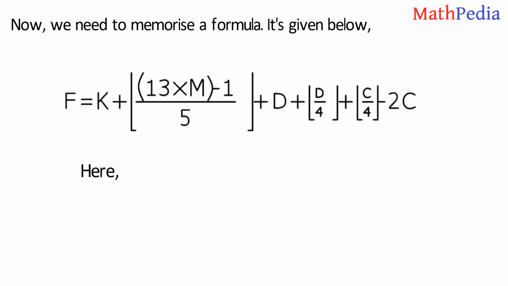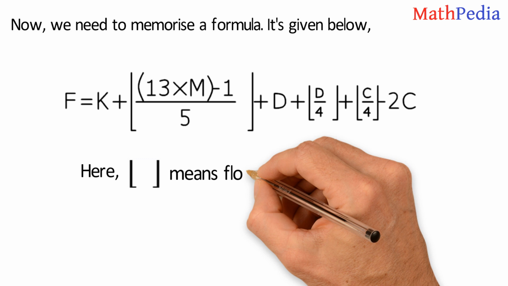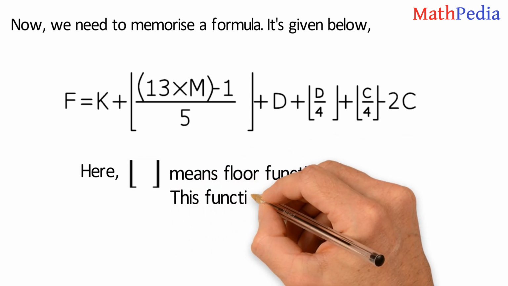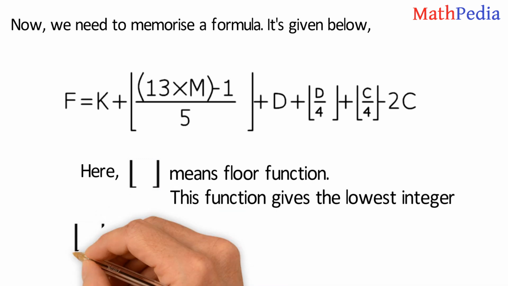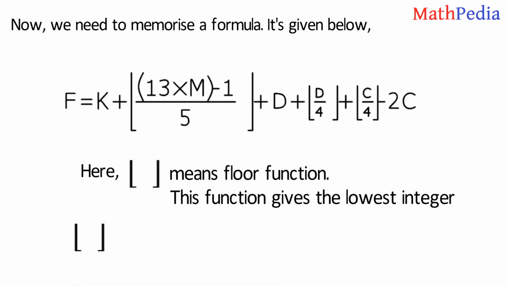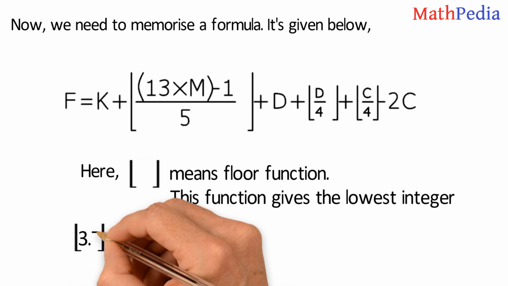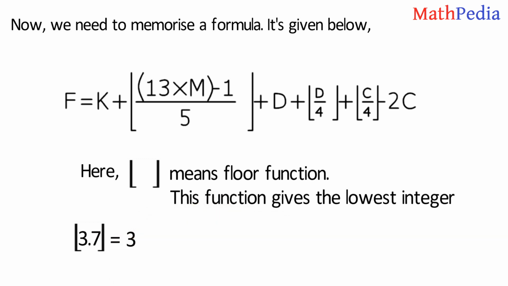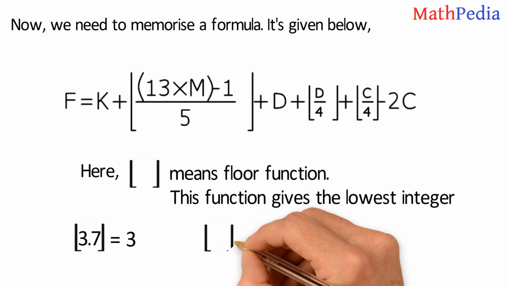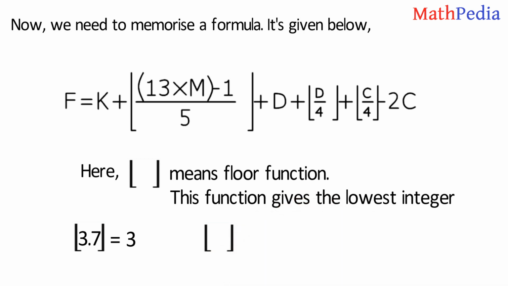Here, this sign means floor function. This function gives the lowest integer of any fraction. For example, floor function of 3.7, which equals to 3. Another example, floor function of 7.3, which gives us 7.